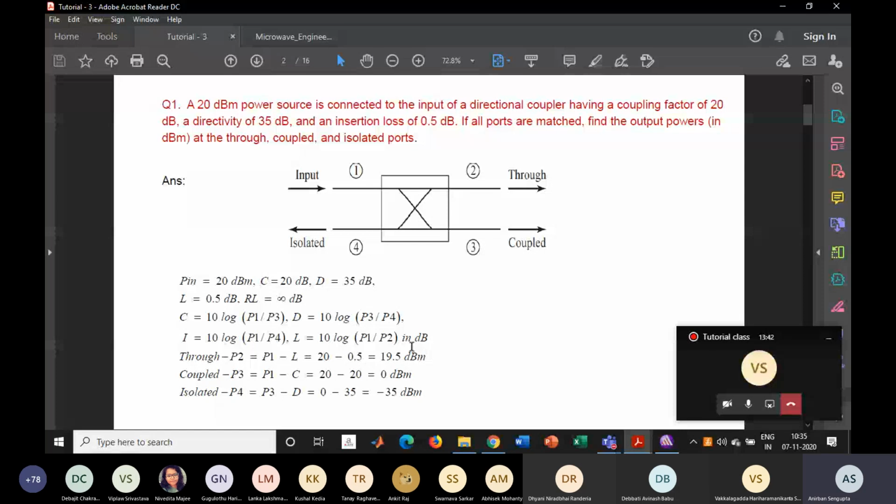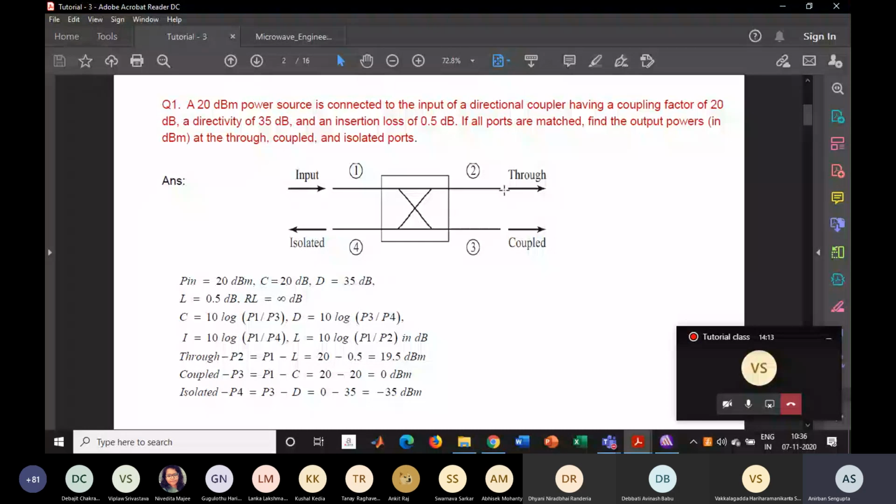Now, what is the power at the port number 2? That can be found out by this equation, P1 minus L, because P1 is the input port, and as port 2 is the through port, only the insertion loss will be the factor. So P1 minus L, 20 minus 0.5, will be 19.5 dBm. So 19.5 dBm power will come at the port number 2.